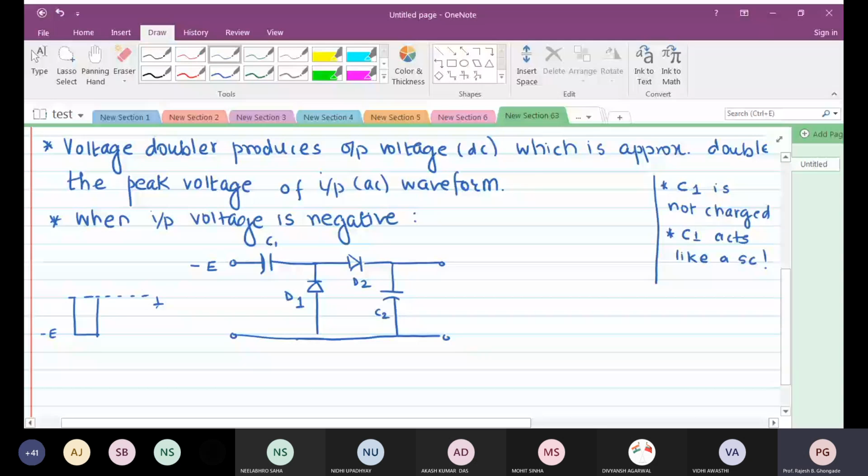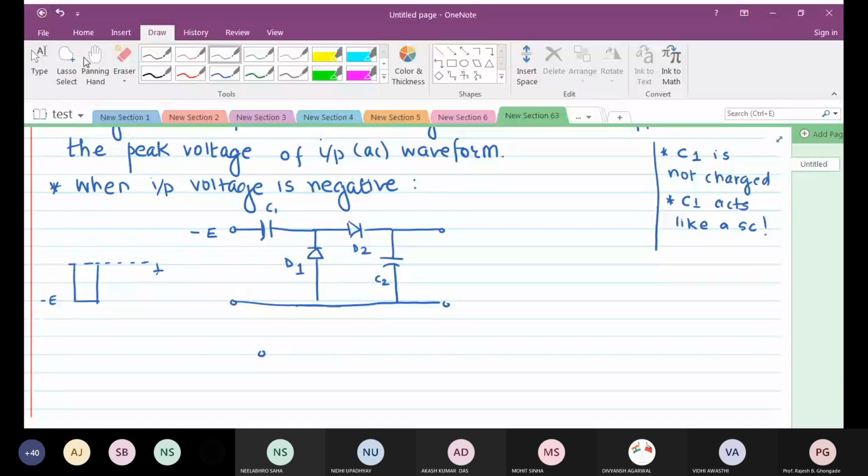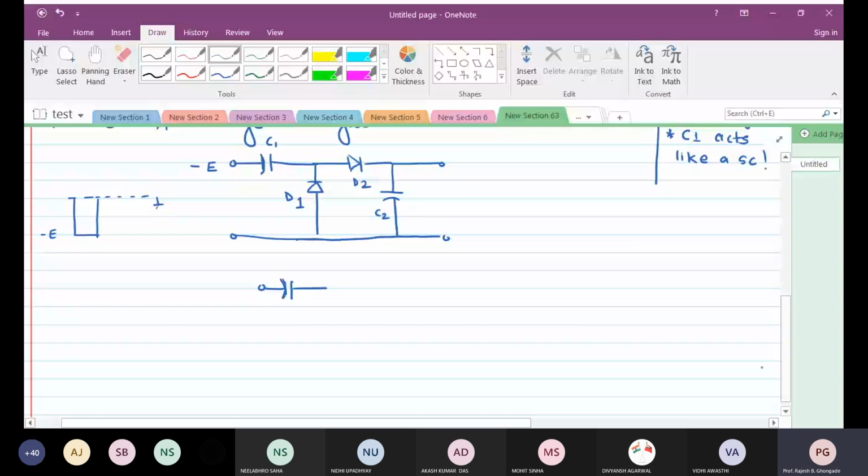Let us not directly do away with the capacitor, but let us keep it for the time being. The diode is not there. D1 is forward biased, which means it is as good as a short circuit, and I'm applying E over here. This is the ground. So what will be the voltage across the capacitor now?